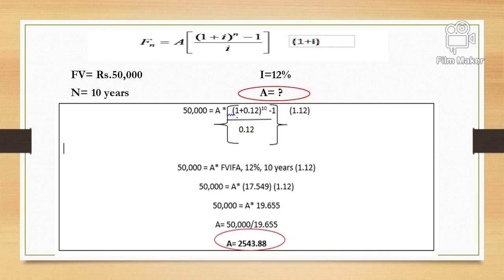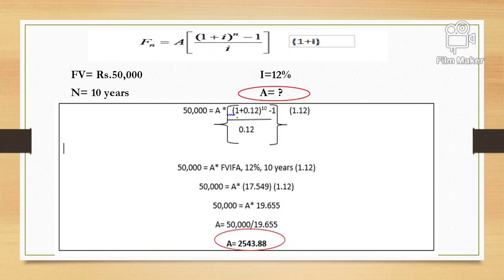So the installment, that is A, the amount which we need to save every year, equals 50,000 rupees, which we want, divided by 19.655. So here the solution is, every year a person will have to save 2,543.88 rupees in the beginning of the year, so that with interest at 12% on 2,543, a person will get 50,000 rupees after 10 years.